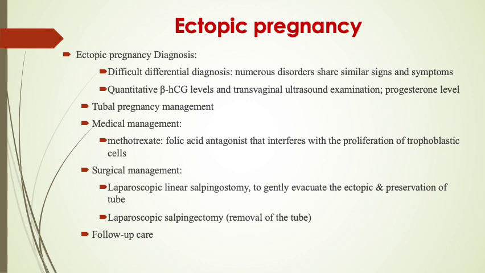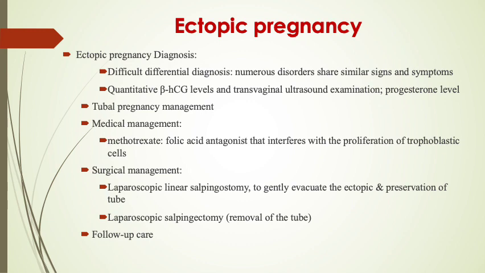However, quantitative BHCG levels and transvaginal ultrasound examination do help in the diagnosis of ectopic pregnancy. And also, the progesterone level is considered in order to have the diagnosis. The management of this tubal pregnancy includes medical and surgical management. Under medical management, this drug known as methotrexate is used.